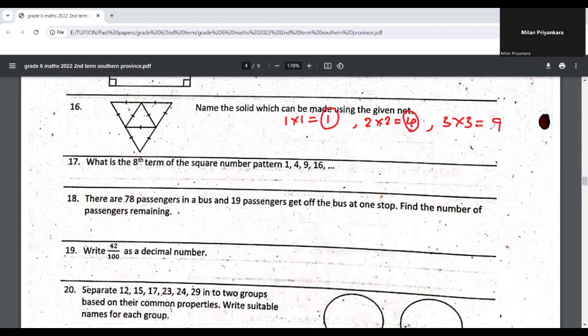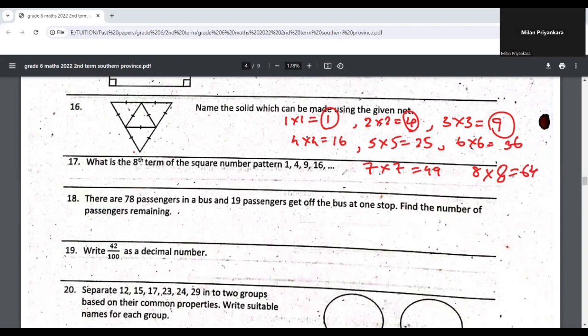1, 4, 9. And the same way, 4 into 4 is 16, and 5 into 5 is 25, and 6 into 6 is 36, and 7 into 7 is 49, and 8 into 8 is 64. So the eighth term is 64, right? So you can write 1, 2, 3, 4, 5, 6, 7, 8. The eighth term is 64, which is a square number in this pattern, right?